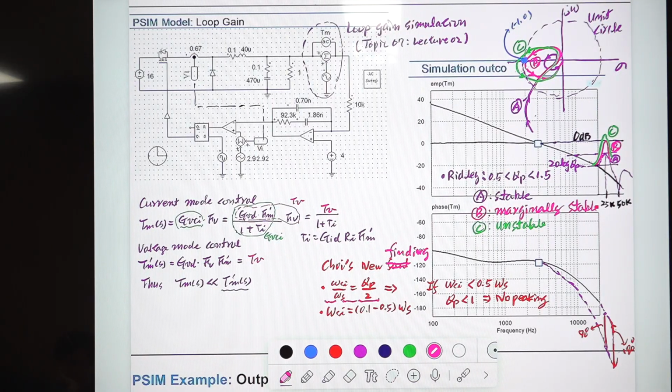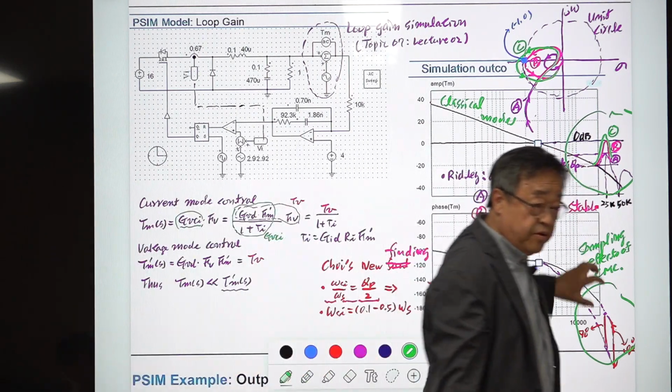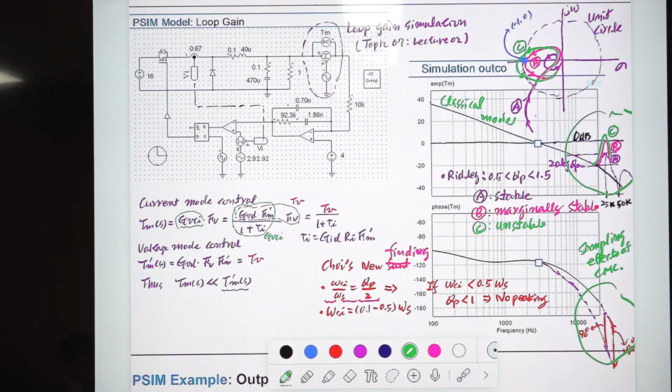Okay, so this is about loop gain, and let me write this down. This is the classical model prediction, and this is the outcome of the sampling effect of current mode control, CMC. So actually, this is new from his model. Only this one. You get that point later.